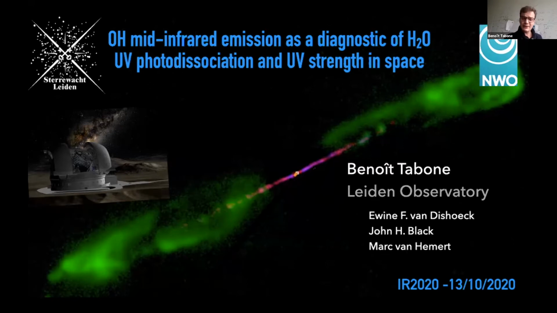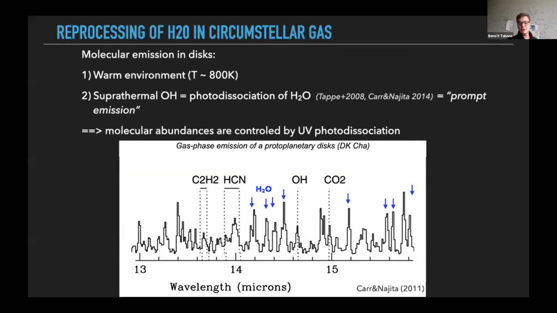What Colette has already shown you are these beautiful spectra in the mid-infrared, tracing all this warm chemistry, with HCN, CO2, H2, C2H2, and water. But what you can see here is also this OH line. This seems to be a random line, a tiny line.